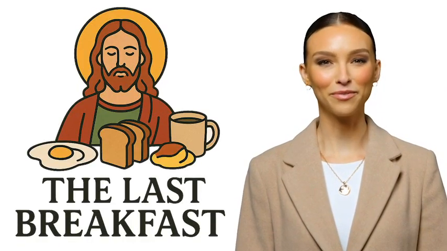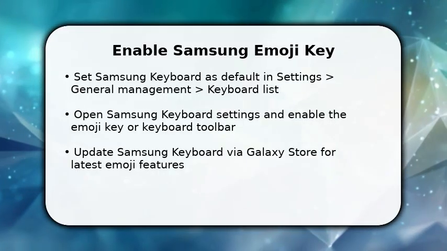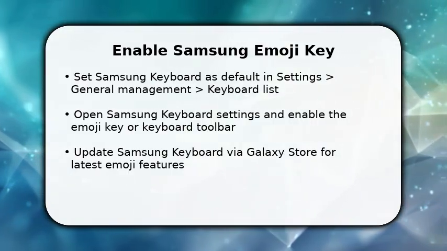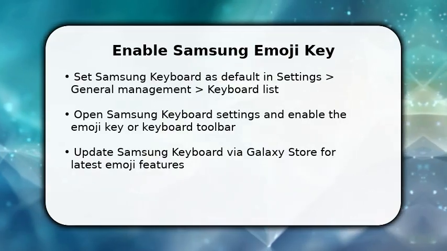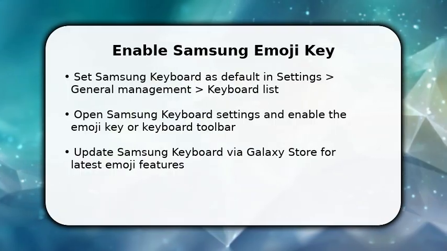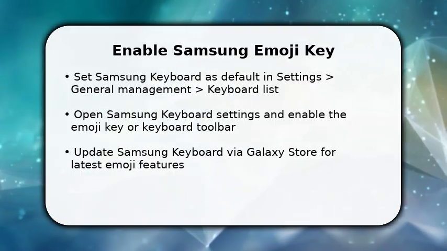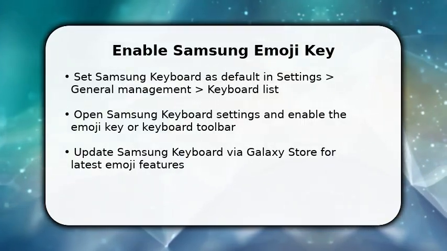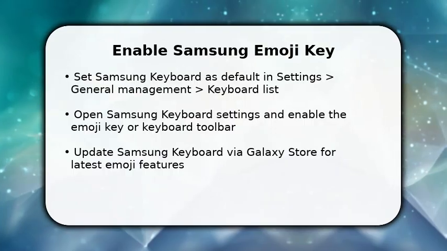Please enjoy the video. You start by making the Samsung keyboard active so emoji settings stick. Go to Settings, General Management, and choose Samsung Keyboard as the default. Once done, open Samsung Keyboard settings and turn on the Emoji key or the keyboard toolbar option so the emoji icon appears. Also make sure the keyboard app is updated in the Galaxy Store.